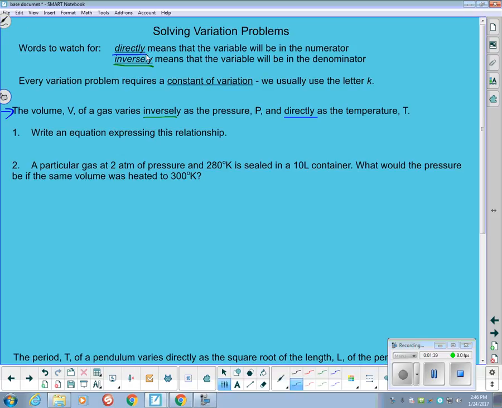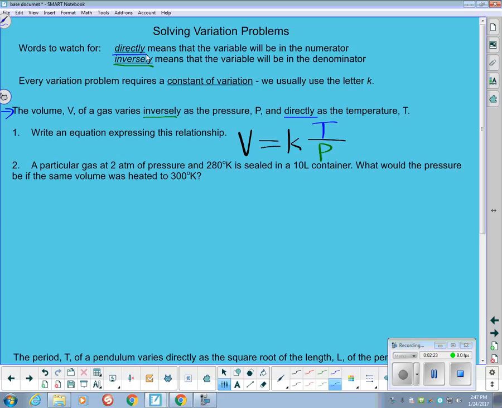Well, it's going to be the volume V. It varies, so we've got our equal sign there. Probably right off the bat, worth putting in our constant of variation. And it says it varies inversely as the pressure P, so that one is going to go into the denominator, and directly as the temperature T. So that is our equation that represents the statement of the volume of the gas varying inversely as the pressure P and directly as the temperature T.